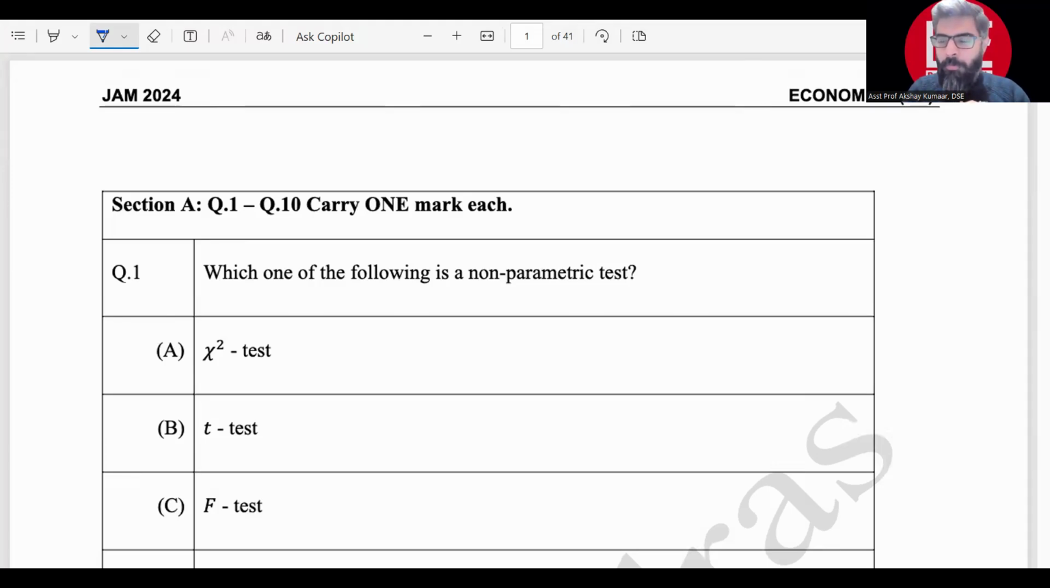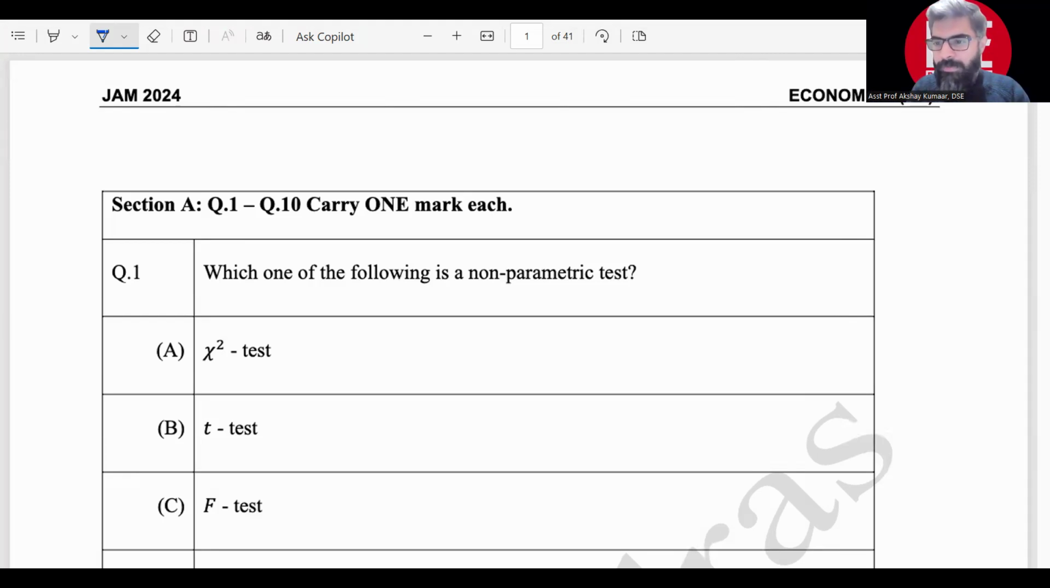Okay, I hope I'm audible to all my students who are attending this particular lecture for the IIT-JAM Economics Entrance course. In this lecture, I'm going to continue with the discussion of the previous year paper for the IIT-JAM Economics Entrance. This is the 2024 question paper, which all students can now see on your screens.